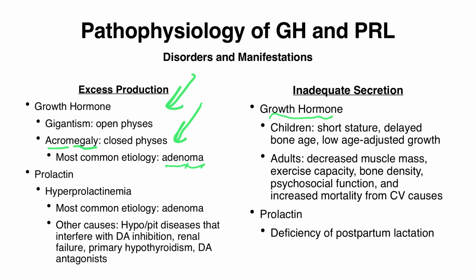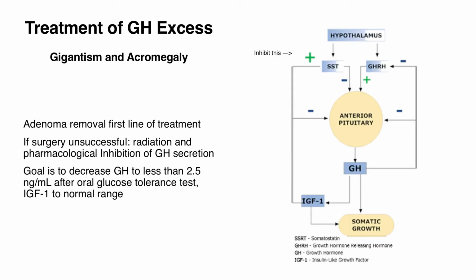Really, when you are dealing with inadequate secretion of a hormone, that's where you're going to see a lot of hormone replacement therapy. If somebody is deficient in something, then we're going to give them that hormone. So starting off with treatment of growth hormone hypersecretion, or excessive growth hormone, so either gigantism or acromegaly.